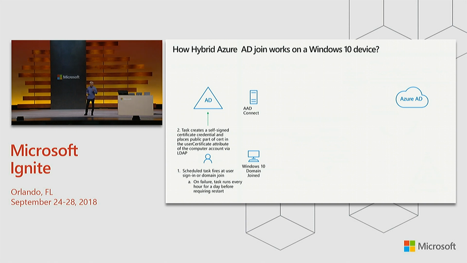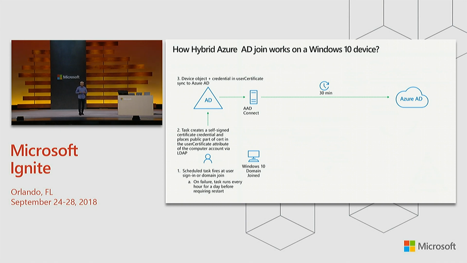So what happens is, as soon as the task is fired, a self-signed certificate credential and the public part is placed in the user certificate attribute of the computer object in AD. And I think this is the key trigger that then allows Azure AD Connect to sync the computer object into Azure AD at its sync cadence. So I think the default cadence is 30 minutes. So if you have it at that, your computer objects on-prem, once they have this self-signed cert, are going to be synced with Azure AD. And that helps a great deal in finishing the hybrid Azure AD join process.